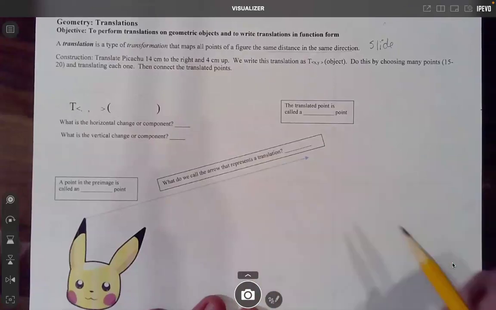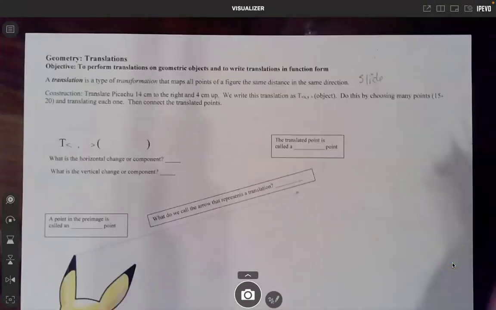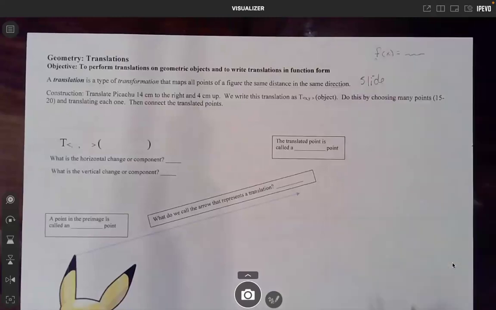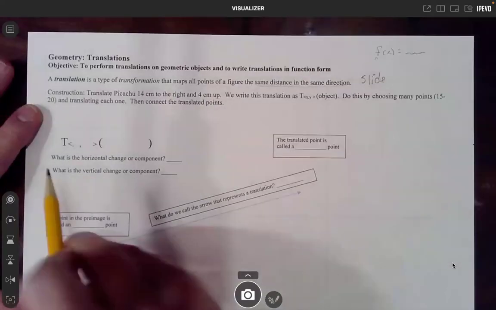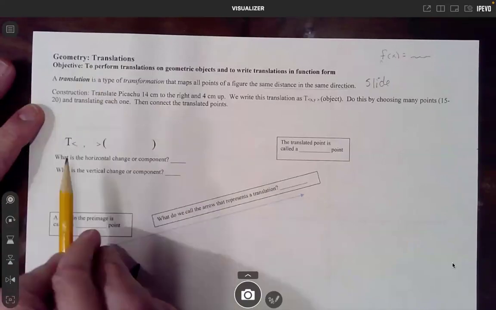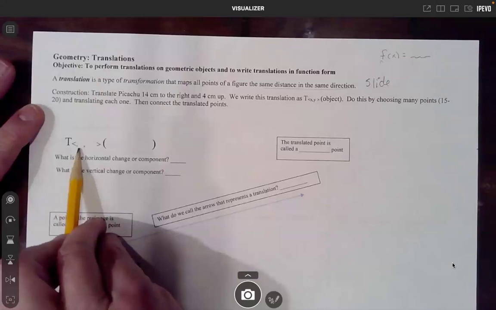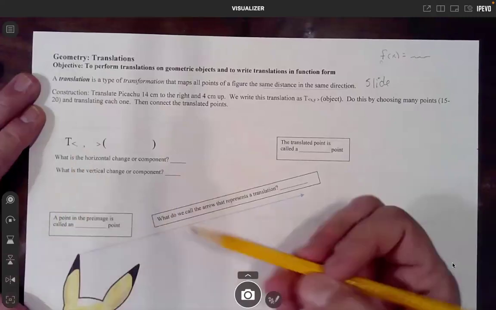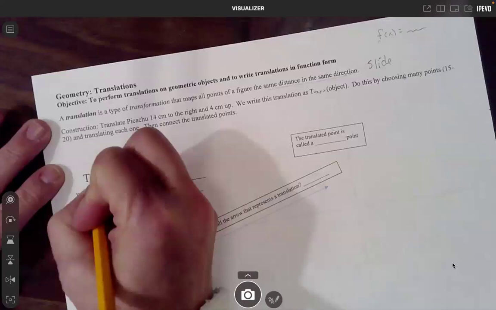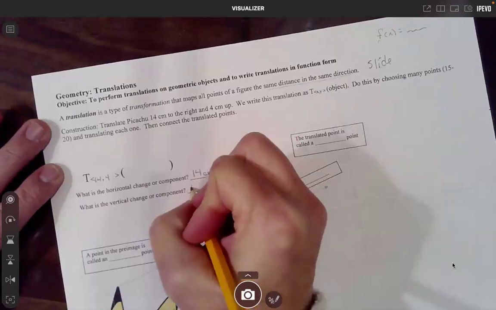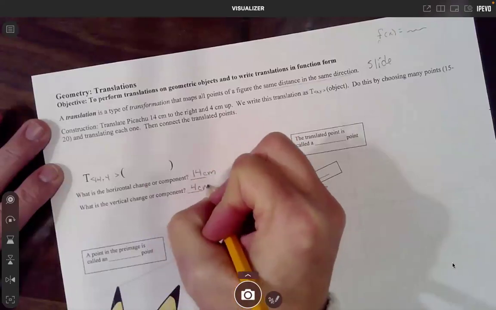Now, how do we write translations? In algebra class, you write functions as f of x equals, and then you have some equation. In geometry, instead of the f, we use the capital letter T, standing for translation. And then a subscript under the T tells us the horizontal change and the vertical change. So ours is (14, 4) because our horizontal change is 14 centimeters and our vertical change is 4 centimeters.